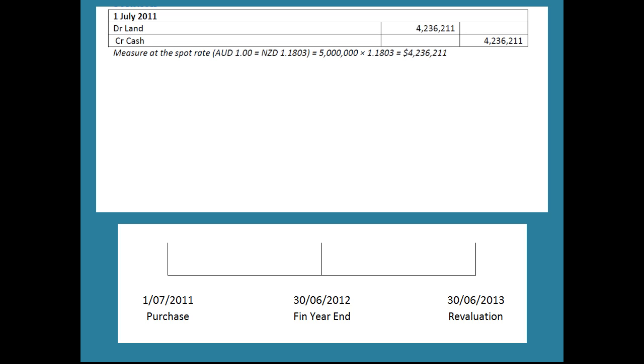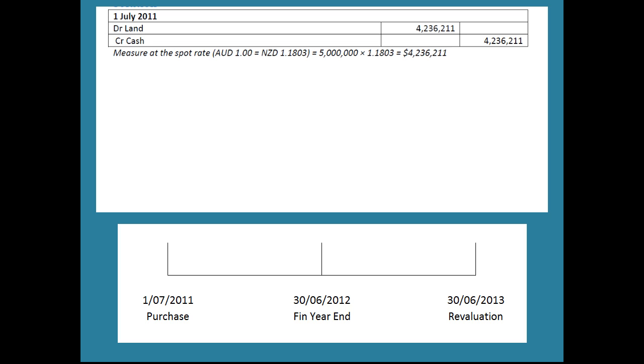Now the thing is, as we move forward into this year, we haven't done a revaluation of the land. There may well not be any, but there may be indicators of impairment for the land in New Zealand. There may be something going wrong with the land itself. Let's assume that hasn't happened. So the land is just being used as it was, we don't touch it in that way. There hasn't been an impairment test yet.